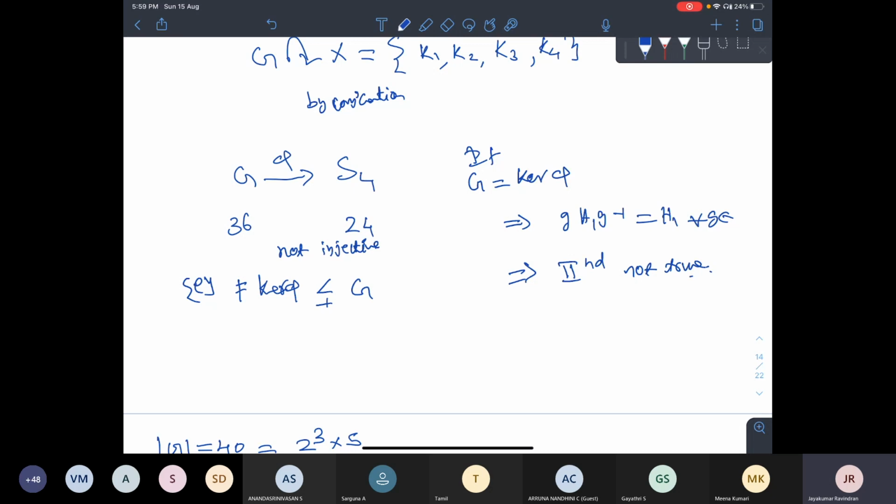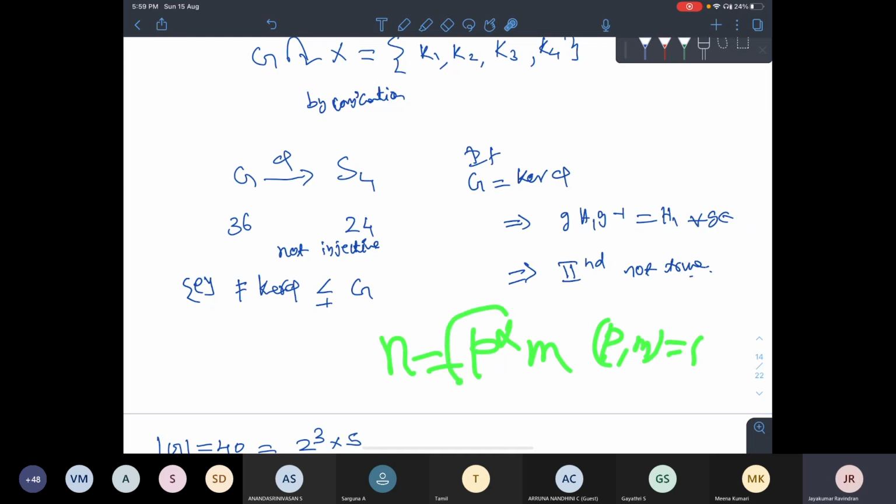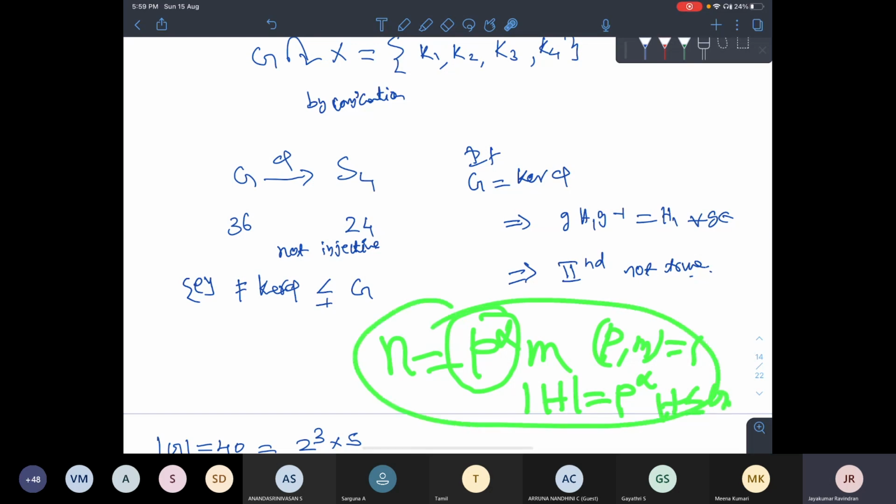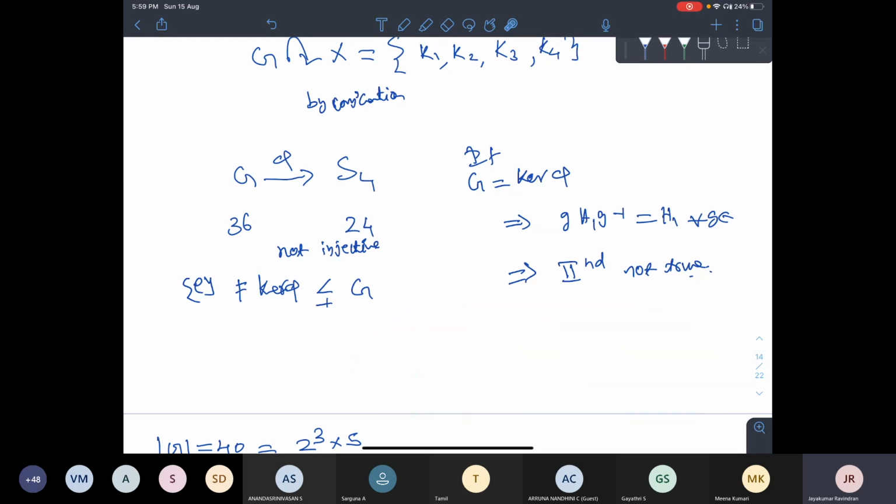Okay, let me recall all the Sylow theorems at this point. The first Sylow theorem is called the existence theorem, which says that whenever you write n equal to p power alpha into m, where the GCD of p and m is 1, there exists at least one subgroup H having order p power alpha. This is an existence theorem. So we do not care much about the existence theorem. Once you prove the theorem, you forget about the theorem.